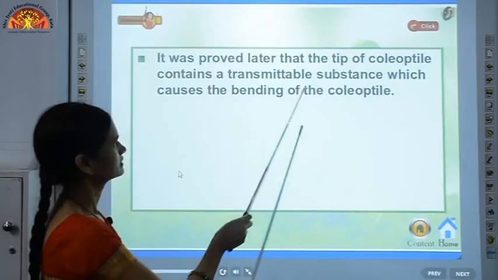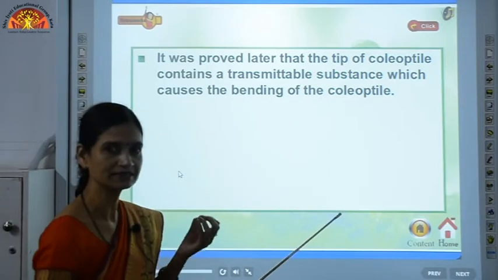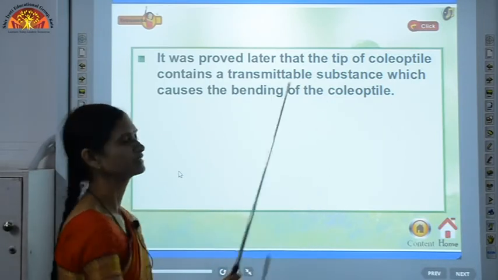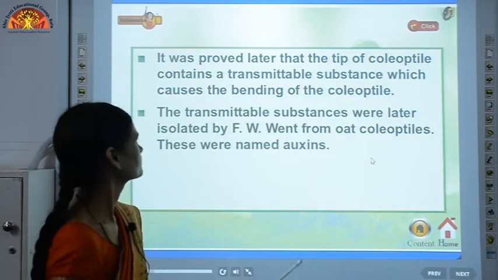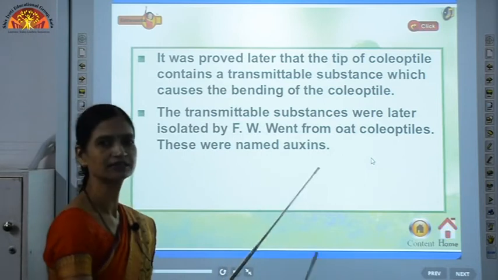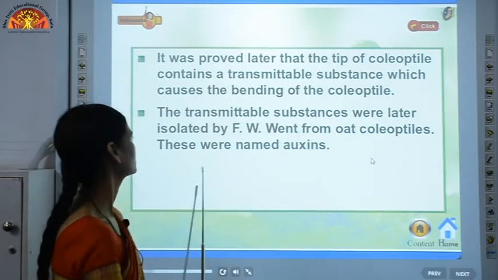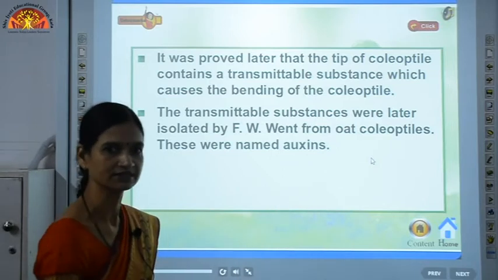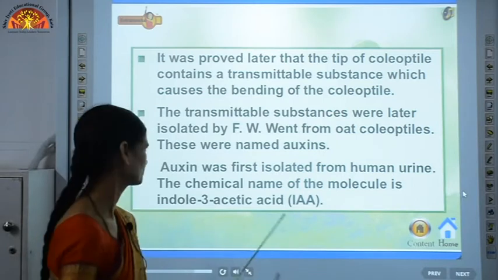It was proved later that the tip of the coleoptile contains a transmittable substance. That means something is there which causes the bending of the coleoptile. तो वो क्या था जिसकी वजह से bending हुई? The transmittable substance was later isolated by F.W. Went from oat coleoptiles. These were named as auxins. So this was about the discovery of the auxin hormone.